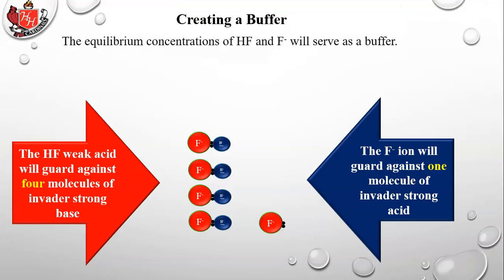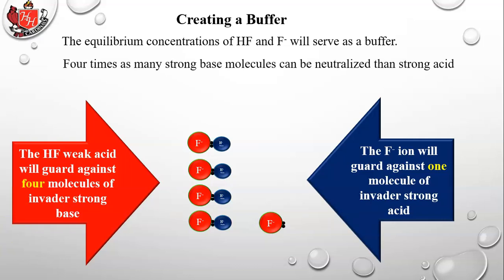The equilibrium concentrations of hydrofluoric acid and fluoride will serve as a buffer. HF, hydrofluoric acid, a weak acid, will guard against 4 molecules of invader strong base. But there's only 1 fluoride ion, so that will guard against 1 molecule of invader strong acid. 4 times as many strong base molecules can be neutralized as strong acid. We would like these numbers to be equal. We'd like to guard equally against either strong base or strong acid.